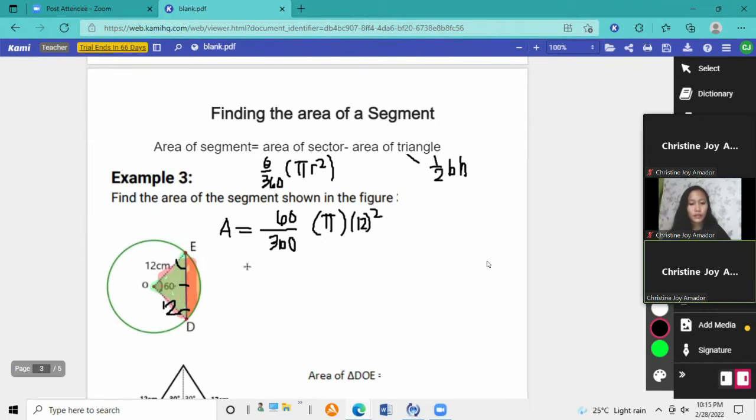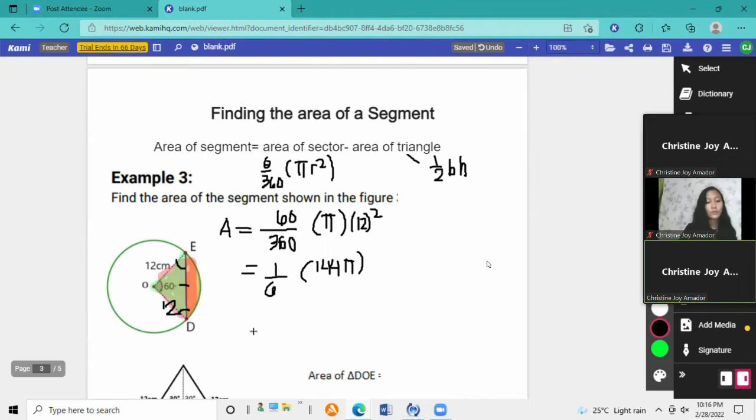squared. And if we write 60 all over 360 in lowest terms, it would be 1 over 6, right? Because we divide the numerator and denominator by 60. Times pi r squared, or pi 12 squared. What is 12 squared? It is 144. 144 times pi, it is 144 pi.